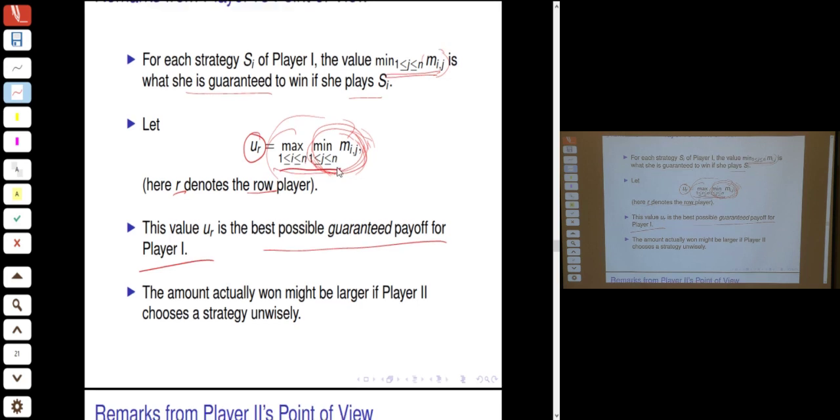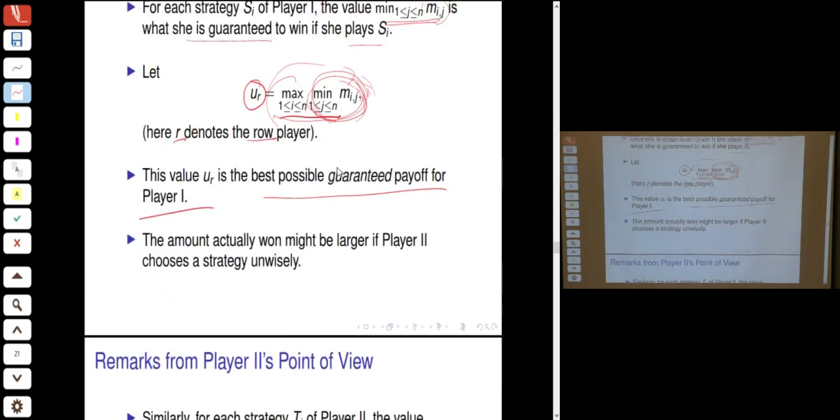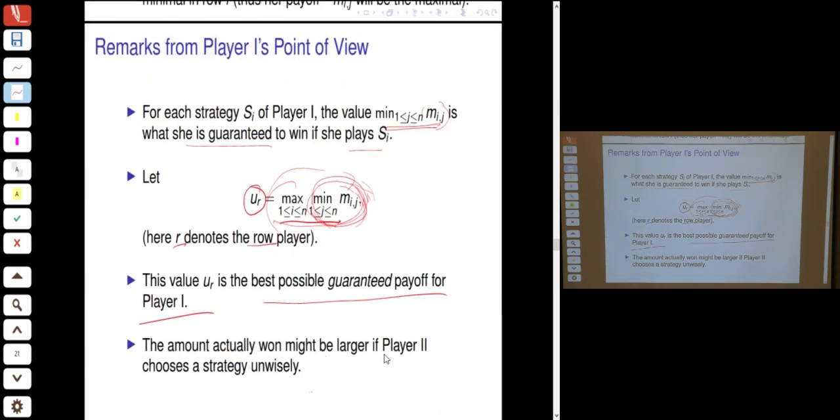Notice that there is a certain order to this. You look at the Mij's and you first take the minimum over the j's, and after that take the maximum over the i's, okay? Not the other way around. If you do it the other way around, these things might not be the same. The amount for player 1 might actually be larger if player 2 chooses his strategy unwisely. But in game theory, we usually never want to assume that player 2 will make some mistake, and we always want to go for maximizing the guaranteed payoff or guaranteed profit.